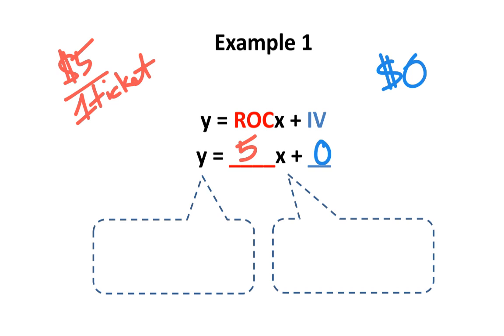So this situation can be represented with the equation y equals 5x plus 0, where y represents your total cost, and x represents your number of tickets.